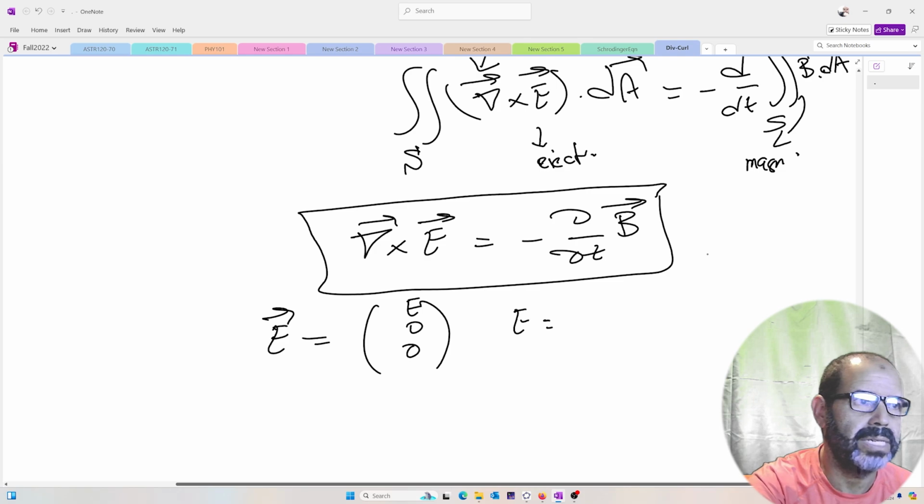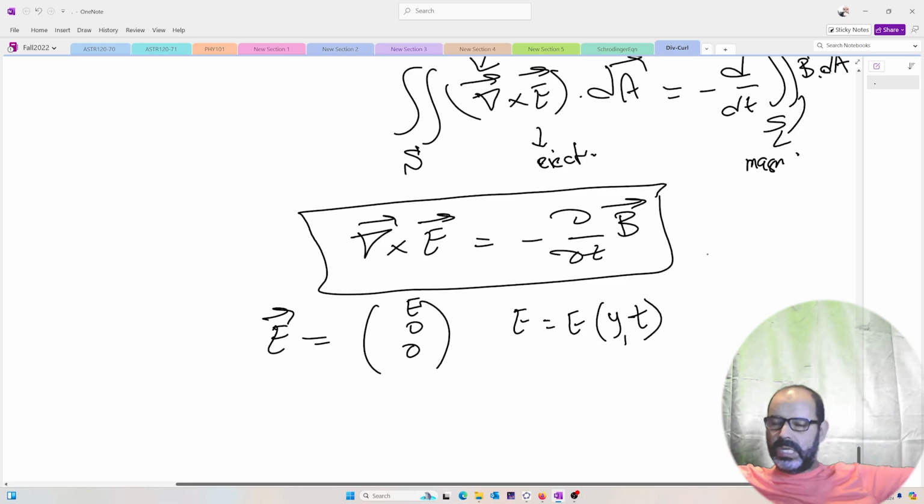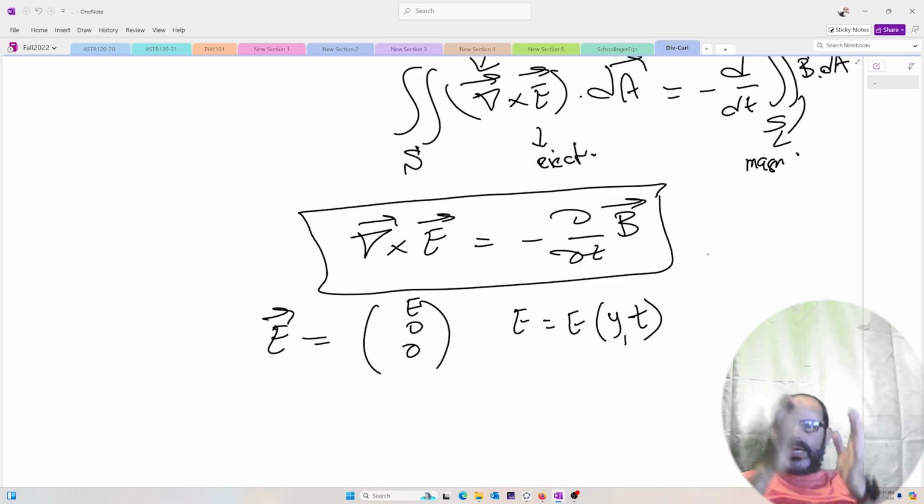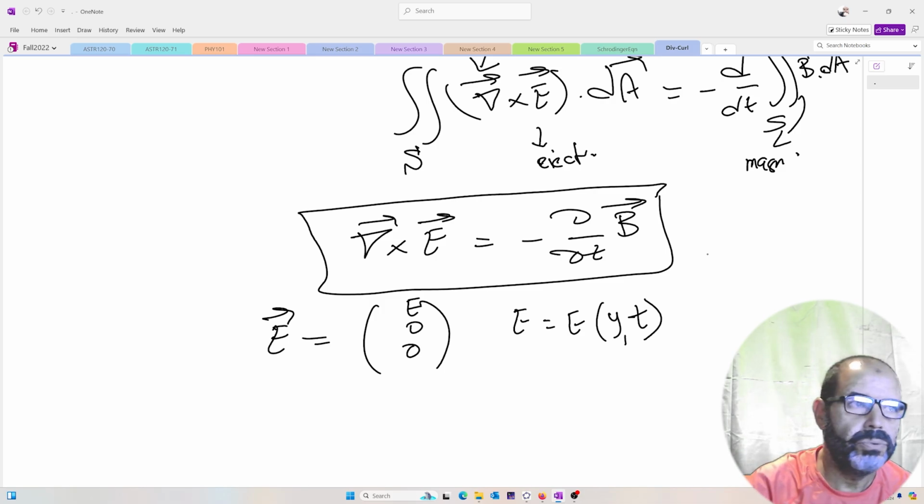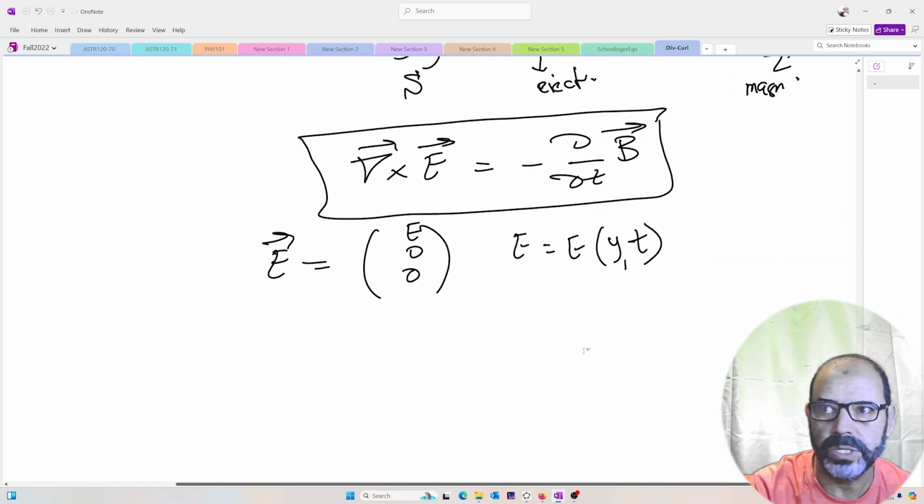So in other words, the electric component that remains is only a function of y and time, okay? So the problem has been reduced from x, y, z components to just one component, the x component, and from x, y, z, and t variables down to just y and t, okay? So this is a polarized beam of light in the x direction, moving in the y direction.